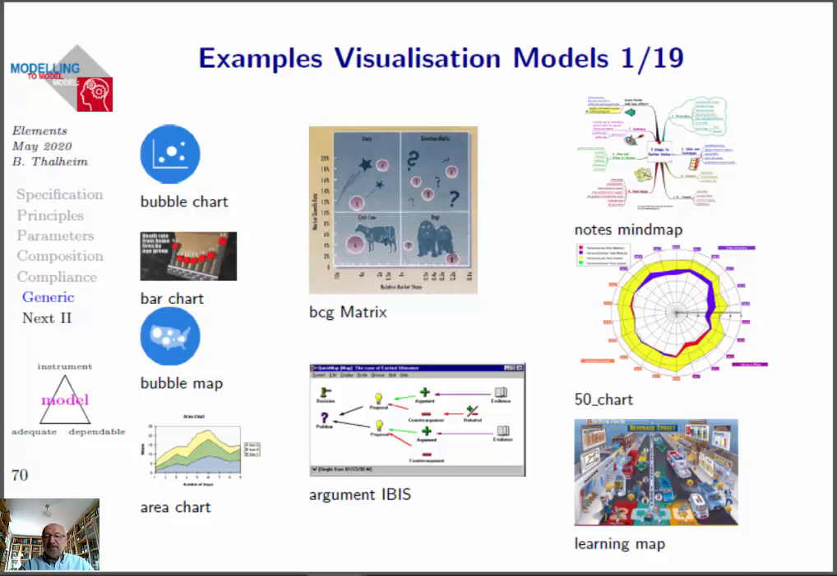You might have this four-square BCG matrix. You might use, let's say, some argument map, in this case for information-oriented topics, information business, information systems. You can use also such kind of learning maps for representation, or you might have some kind of charts in the form of behaviour graphs, or maybe you have simply a mind map. Mind maps are very useful in order to show how a concept is composed.